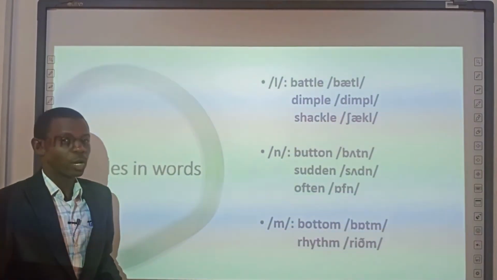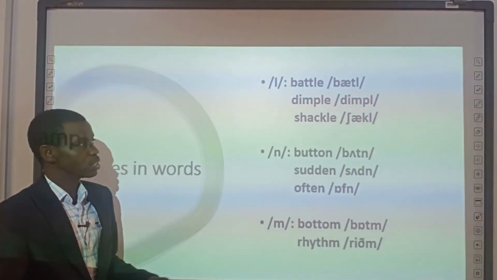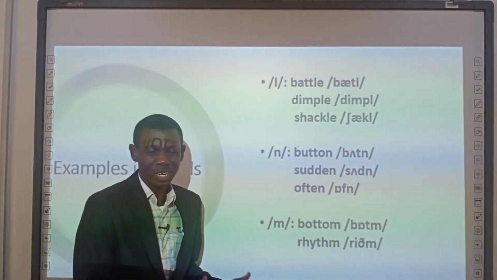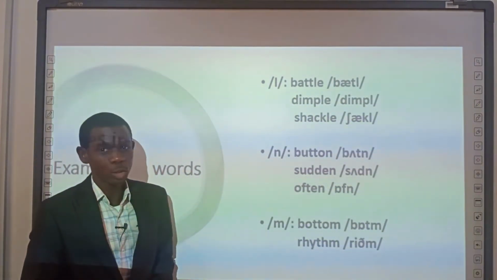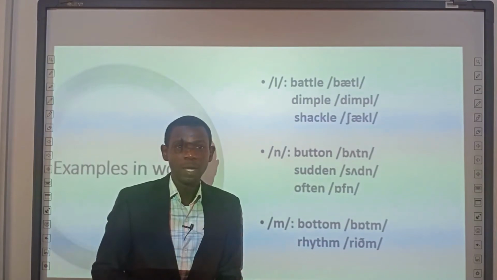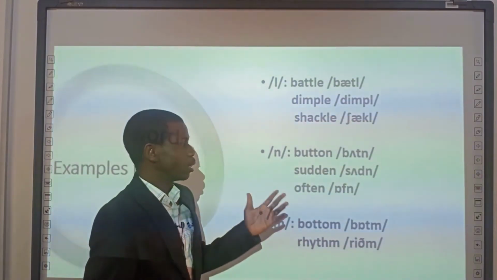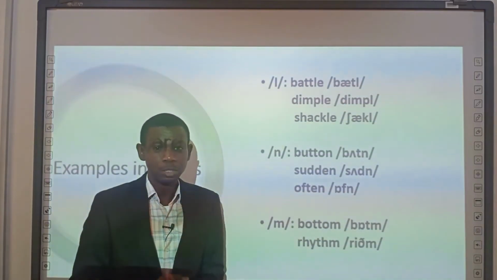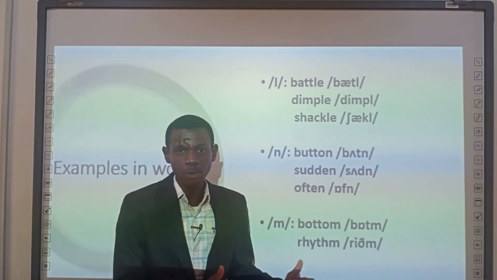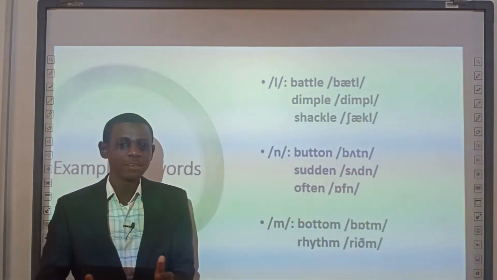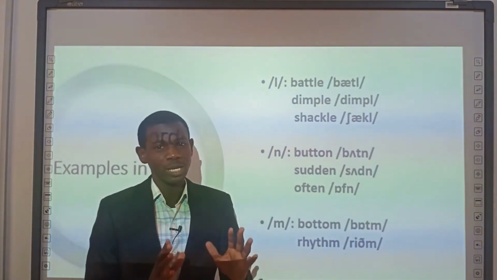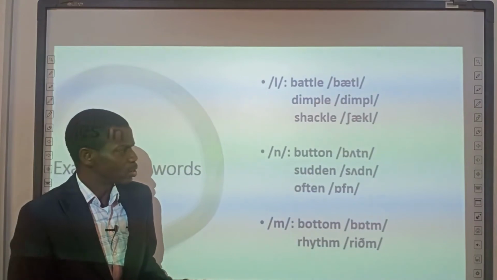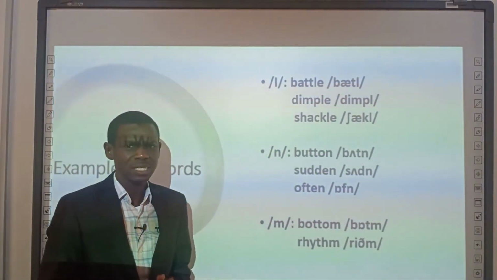All right, you are welcome back. Now, these words, as you've learned, are pronounced the way they are pronounced. I'm going to try with one or two of them. You can hear battle, dimple, shackle, button, sudden, often, bottom, and rhythm. Of course, you could hear the fast one, the slow one, and the very slow one, so that you can learn your pronunciation. However, where we are really going is how these ones are tested in exams.